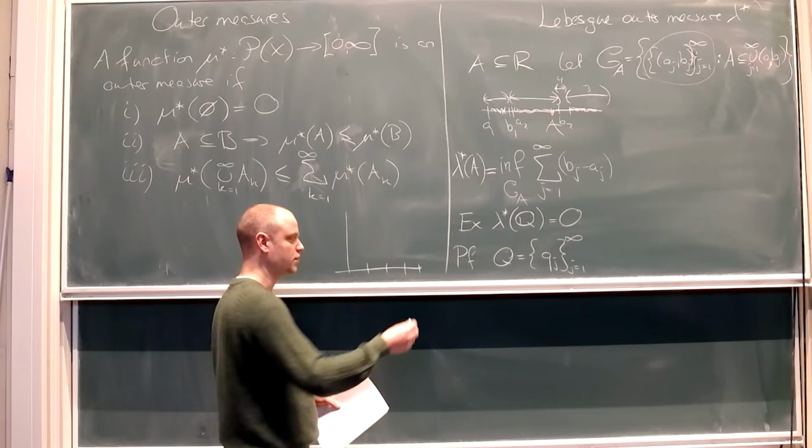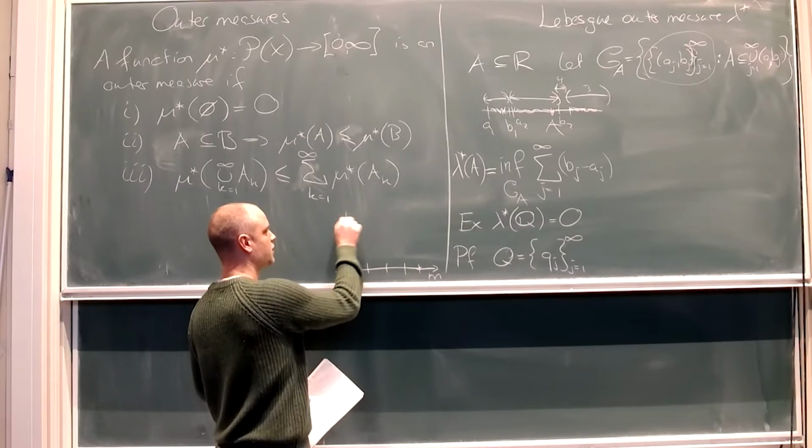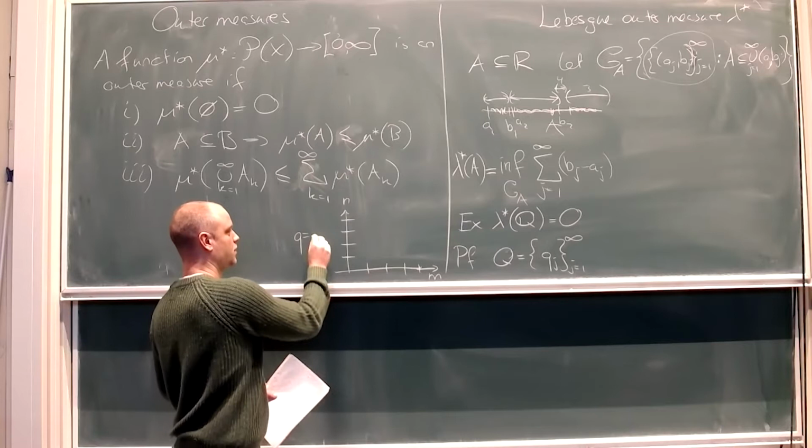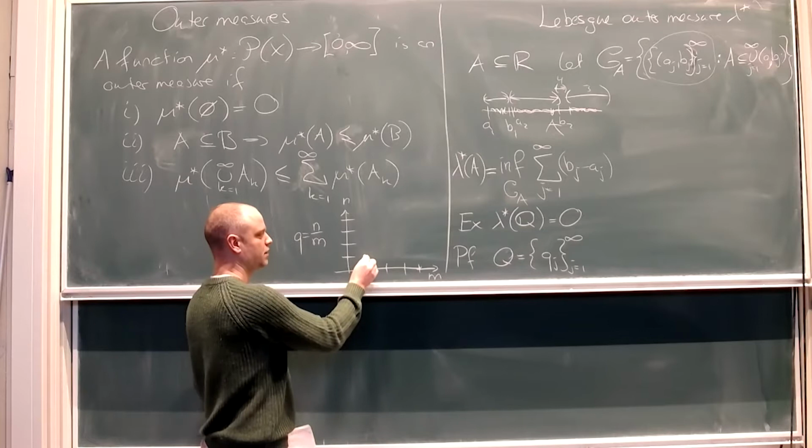And we can put all integers here on an axis n, and here we put another axis n, and then we think of any rational number as n divided by n. Okay, then if you want to count all such possibilities, you just go like a tour here.